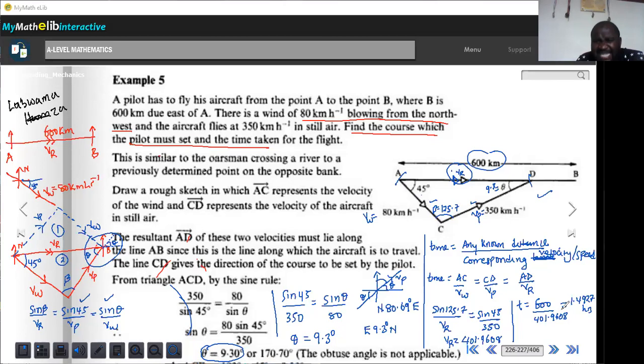But if the question says, at what time? If you always hear that question of at what time, then in the question, they should have given you a reference time. Maybe at noon, maybe at 9, maybe at 11. That's when the pilot started flying. Then they ask you, at what time will he reach Nairobi?